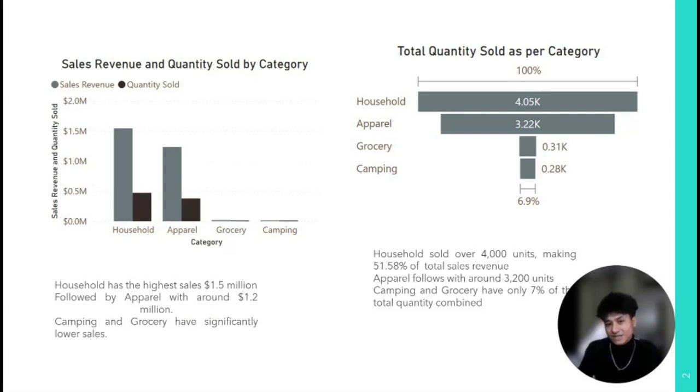So when examining the total quantity sold per category using a horizontal bar chart, household stands out, accounting for 51.58% of the total share and selling over 4,000 units, followed by apparel at 40.91% and selling over 3,200 units. This indicates that the two categories dominate the overall sales volume. Camping and grocery are niche categories with under 7% of total quantity combined.